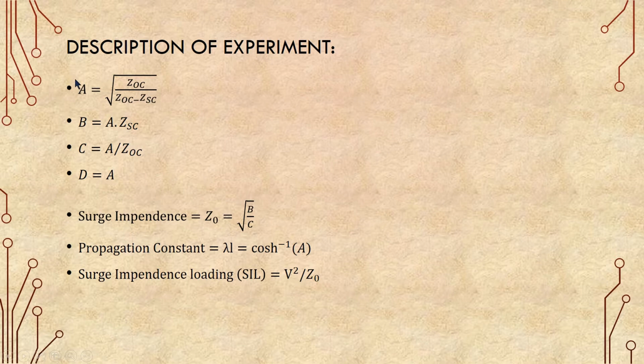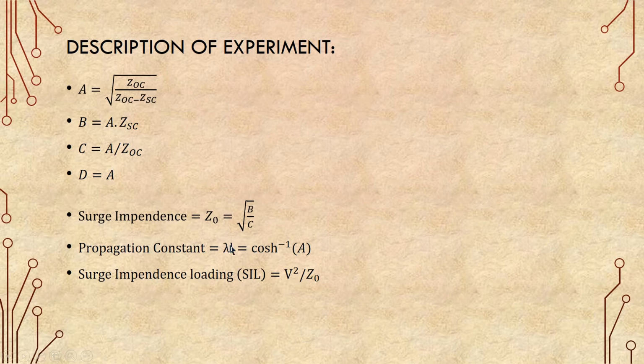As you can see, A will be the square root of ZOC divided by ZOC minus ZSC, and B will be A into ZSC, and C will be A by ZOC, and D will be equal to A. So if we know the ZOC and ZSC, we can calculate ABCD, and once we know ABCD, we can calculate the surge impedance, which is nothing but root over B by C. We can calculate the propagation constant lambda, and this is lambda into L, meaning total transmission line lambda.